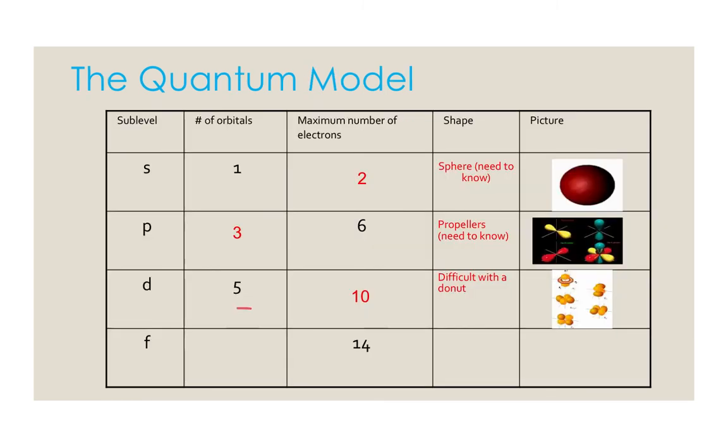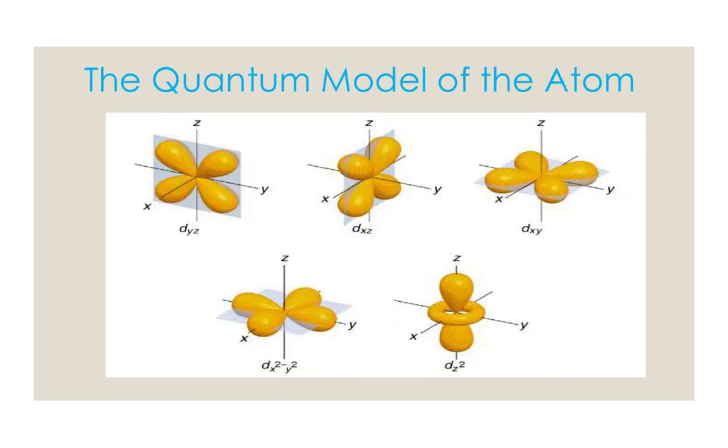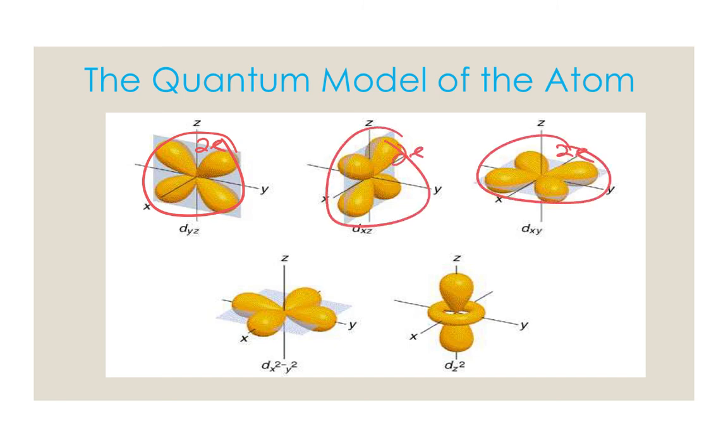The d sublevel has 5 orbitals, which means that it holds 10 electrons. And I like to think of the shape of these ones as being difficult with a donut. So here they are. Here's one region. Again, this is going to hold 2 electrons, and so do the next three. And this one with the donut is also going to hold 2 electrons. So again, mush them all together with a nucleus in the middle, and you'll have a region that will hold 10 electrons that all goes together there.